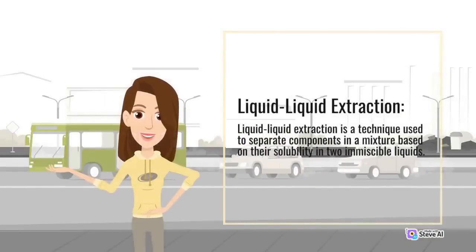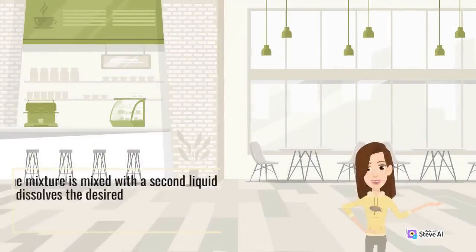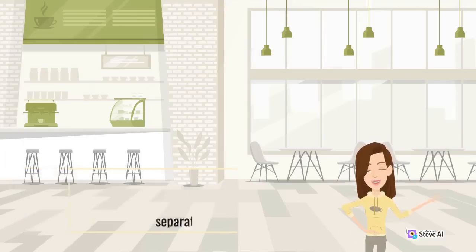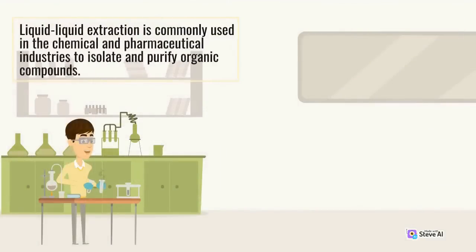Liquid-liquid extraction. Liquid-liquid extraction is a technique used to separate components in a mixture based on their solubility in two immiscible liquids. The mixture is mixed with a second liquid that selectively dissolves the desired component, and the two liquids are then separated based on their density. Liquid-liquid extraction is commonly used in the chemical and pharmaceutical industries to isolate and purify organic compounds.